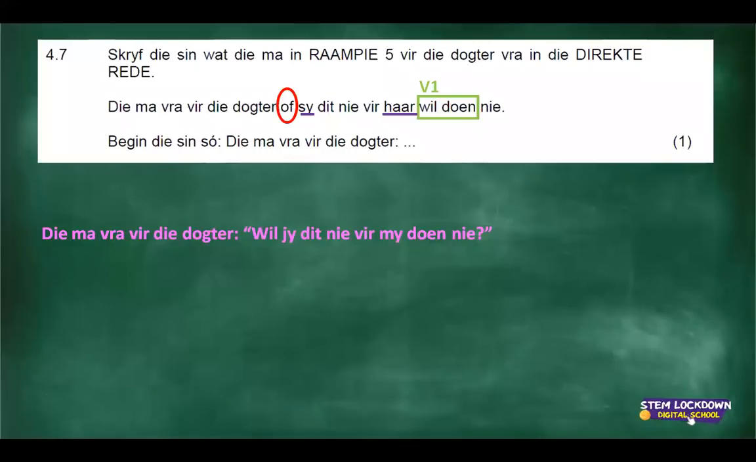So in essence, you are still right because you've now put kan jy dit nie vir my doen nie. But to make sure that you do get the mark, stick to the auxiliary verb they have given you. Just for safety's sake, because you're actually not wrong, but sometimes some of the markers are very strict. They want the words to be exactly like you've got them in the language paper. So wil met the word letter, jy dit nie vir my doen nie, question mark. Close the inverted commas. Please remember the inverted comma must never be over the punctuation mark. It's always the punctuation mark, then the inverted commas.